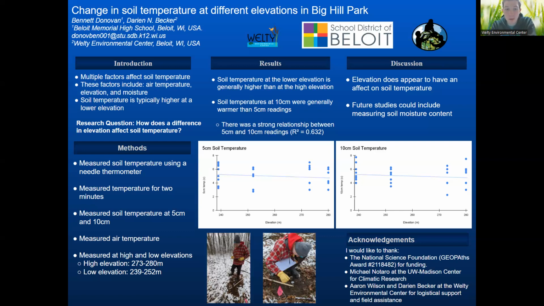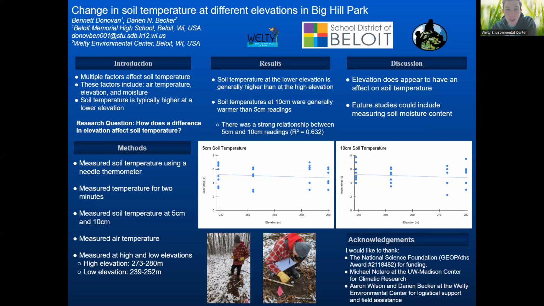So my project focused on 4 locations across Big Hill Park, with the high elevations ranging from 273 to 280 meters and the low elevations ranging from 239 to 252 meters. So I have 2 locations in each of those elevation ranges. My research question: how does a difference in elevation affect soil temperature?